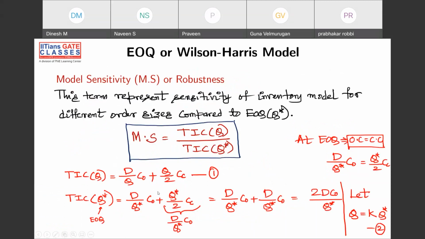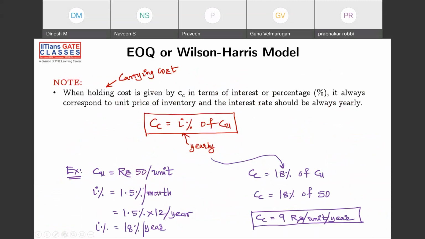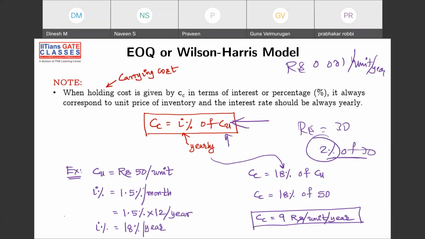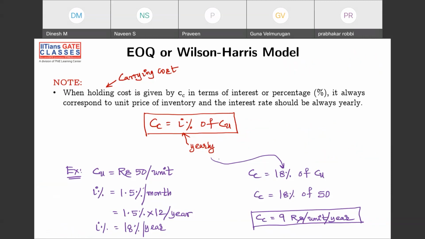Next, this model sensitivity and all, let's not discuss. The important thing is this: sometimes carrying cost will be represented as a percentage of CU. They won't explicitly say rupees 0.001 per unit per year. They'll say I'll take some percentage of unit cost. If unit cost is, let's say, 30 rupees, they'll say 2% of unit cost. So this 2% is I, the percentage of unit cost.